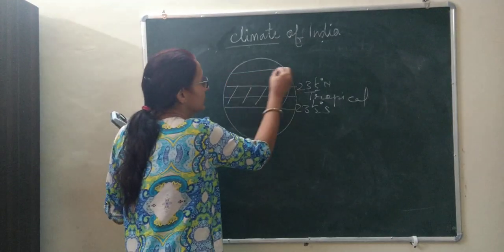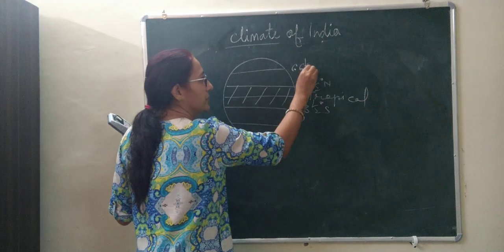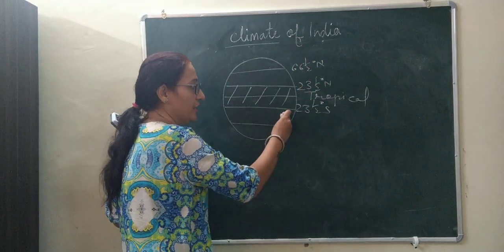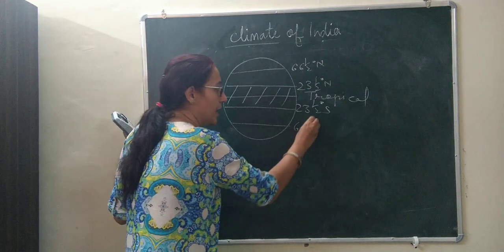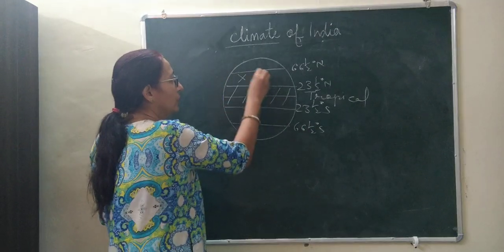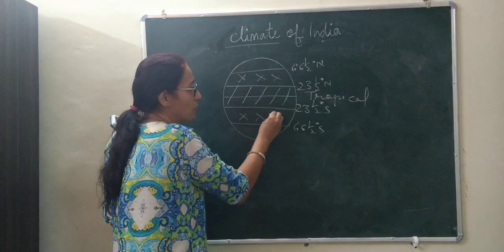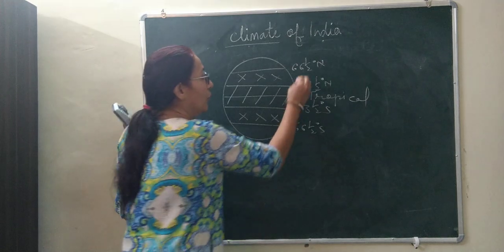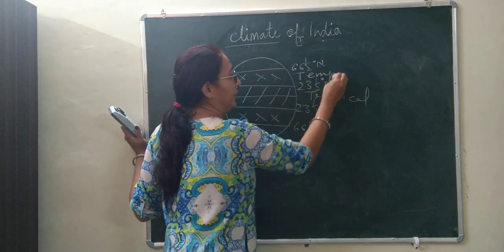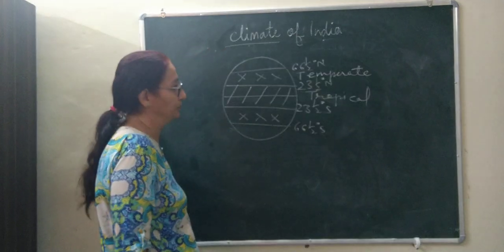And next is 23.5 degrees north to 66.5 degrees north, and 23.5 degrees south to 66.5 degrees south. This is called the north temperate zone, and this one is the south temperate zone. And what does the word temperate stand for? Temperate means neither hot nor cool.